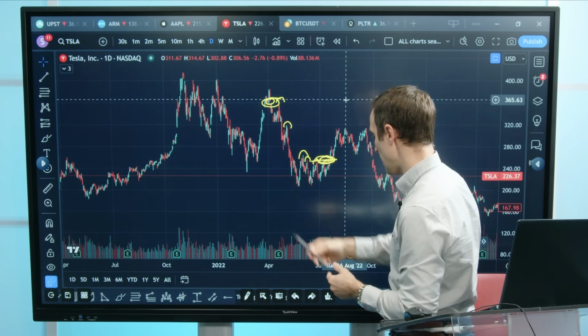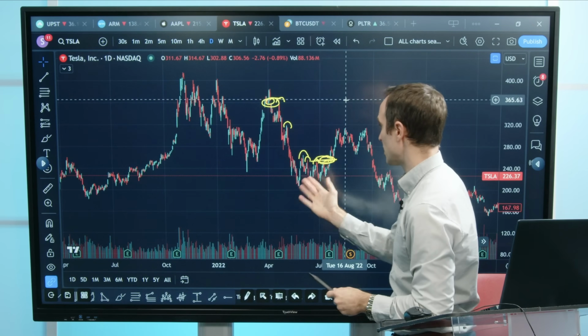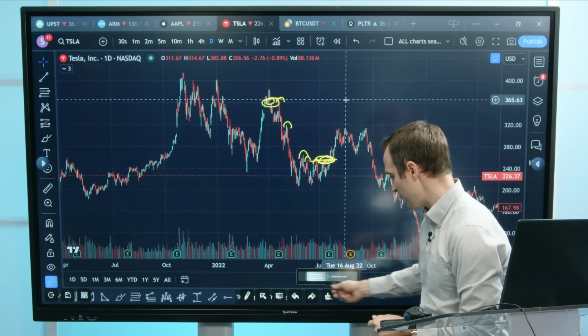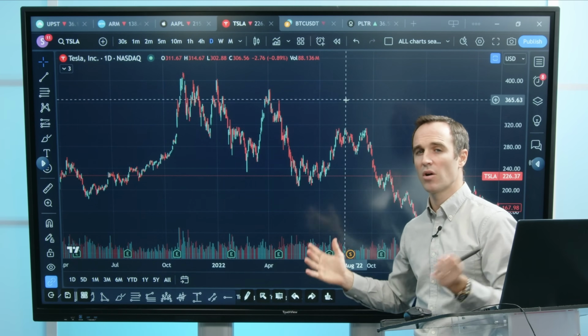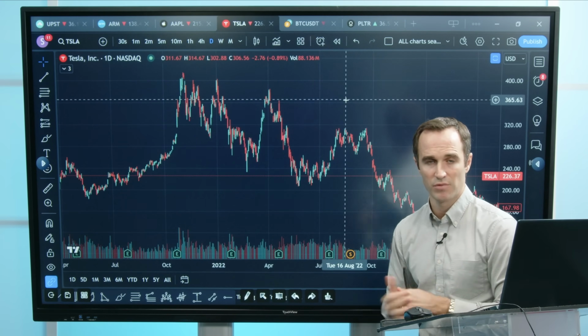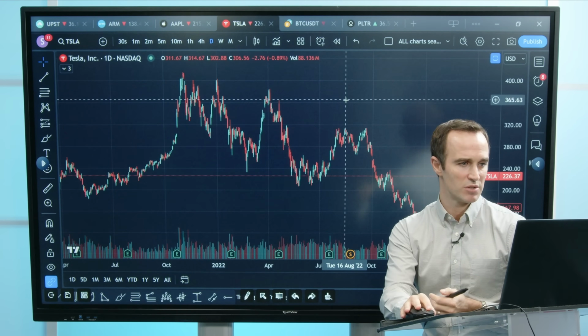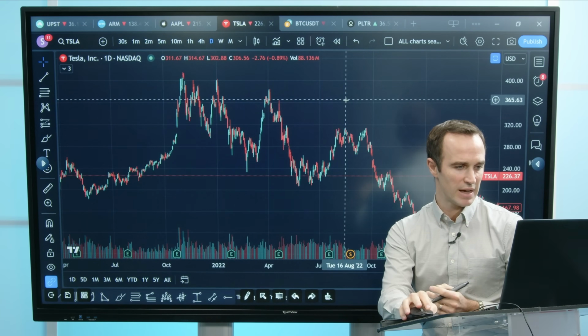This takes a little while. This happened over several months, but it can definitely be utilized on any time frame, the 1 minute all the way up to the monthly time frame. So definitely something to understand.